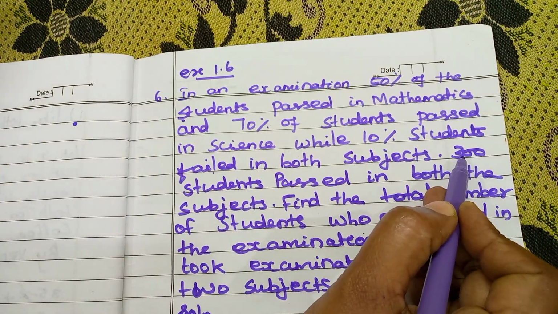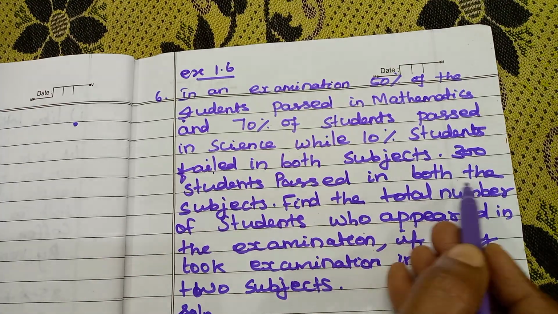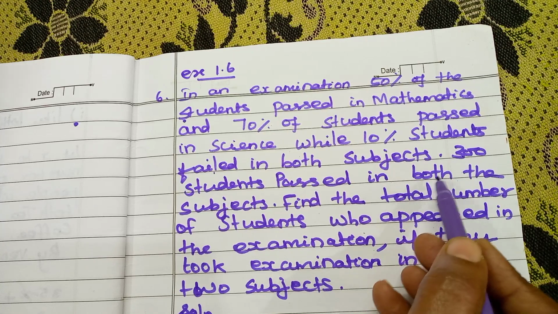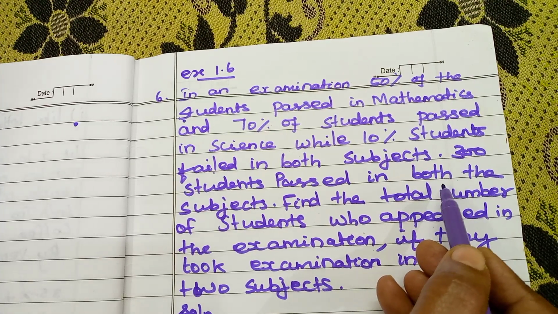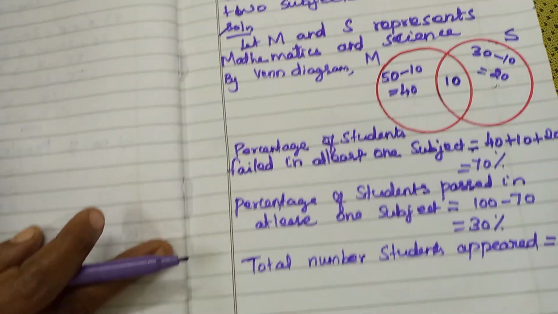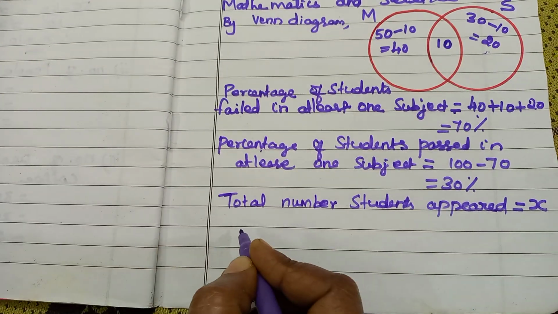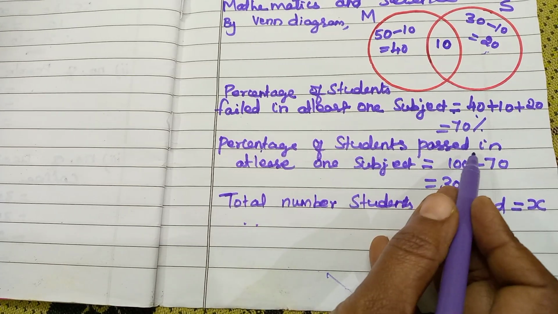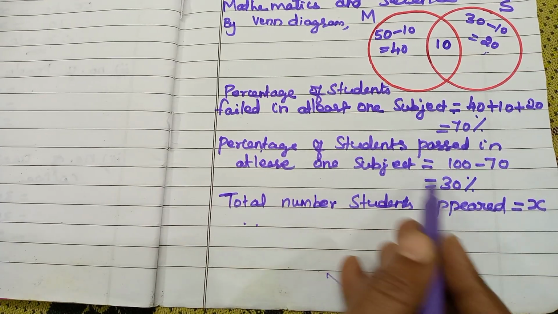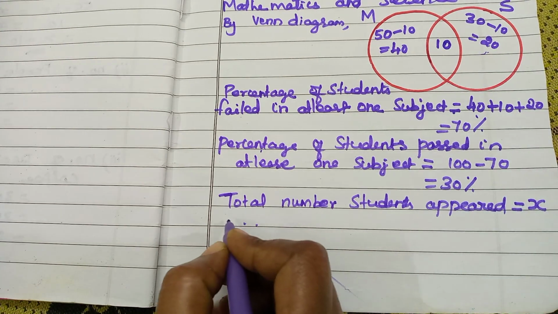300 students passed in at least one subject. Passed in both means at least one. So 30% of x is equal to... Therefore, the percentage of students who passed in at least one subject is 30%. By the given condition, this can be written.